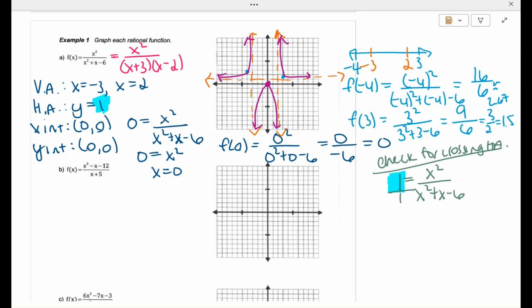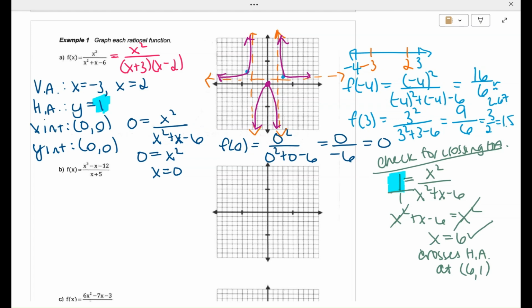So simply I am solving for x. I'm going to throw this over 1, just cross multiply. So I'm going to get x squared plus x minus 6 is equal to x squared. So the x squareds will cross out. x is equal to 6. It does cross. Okay, because I got an actual value, it crosses the horizontal asymptote at (6, 1). Why 1? Because that's the horizontal asymptote.